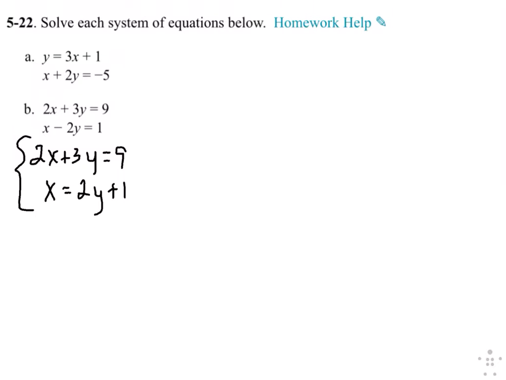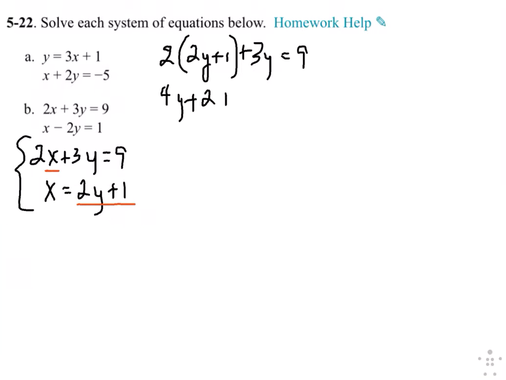So now I can use substitution, right? I'll take 2y plus 1 and I'll put it in there for the x. So we get 2 times x, which is 2y plus 1, plus 3y equals 9, right? Top equation. So distribute: 4y plus 2 plus 3y equals 9.